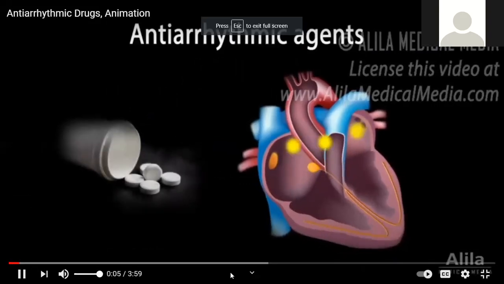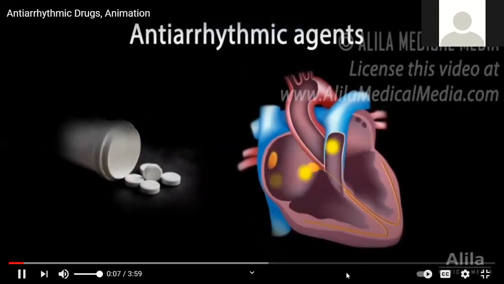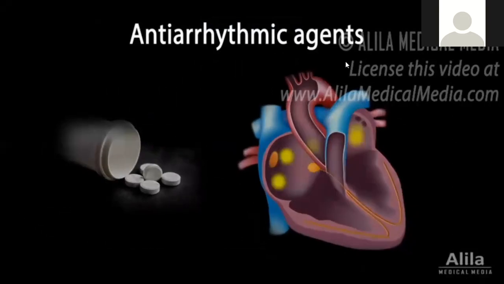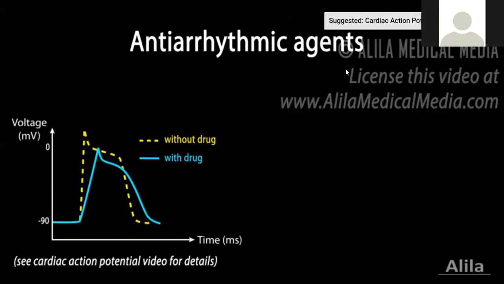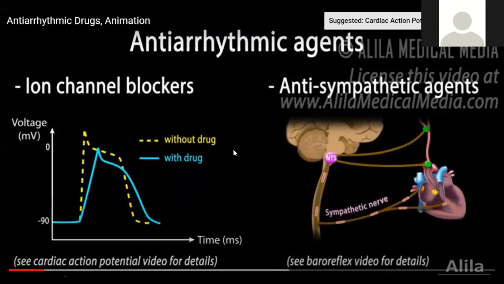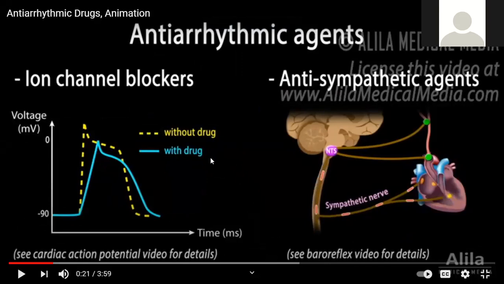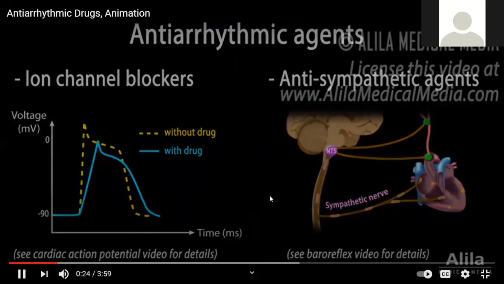Antiarrhythmic agents are drugs used to suppress abnormal rhythms of the heart. They act either to interfere with the dynamics of cardiac action potentials by blocking a certain ion channel, or to block the sympathetic effects of the autonomic nervous system on the heart to slow down heart rate. There are 5 classes of antiarrhythmic drugs.